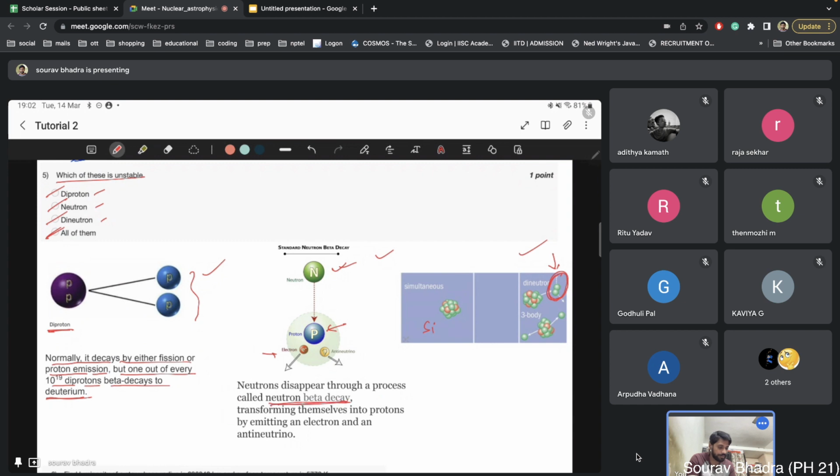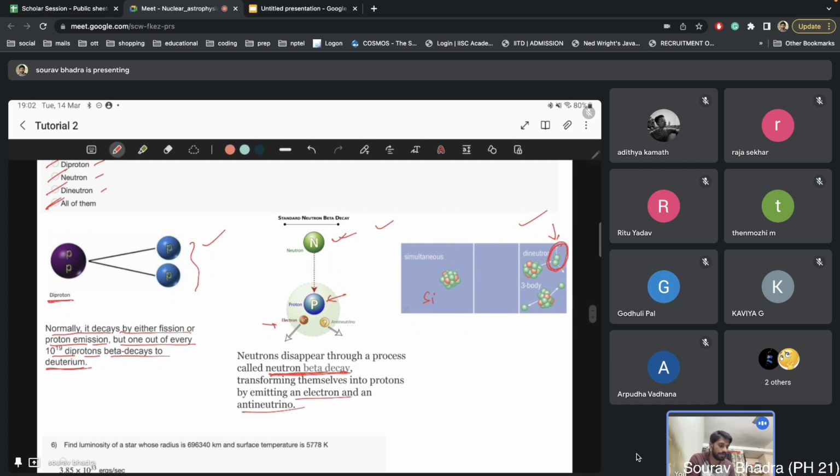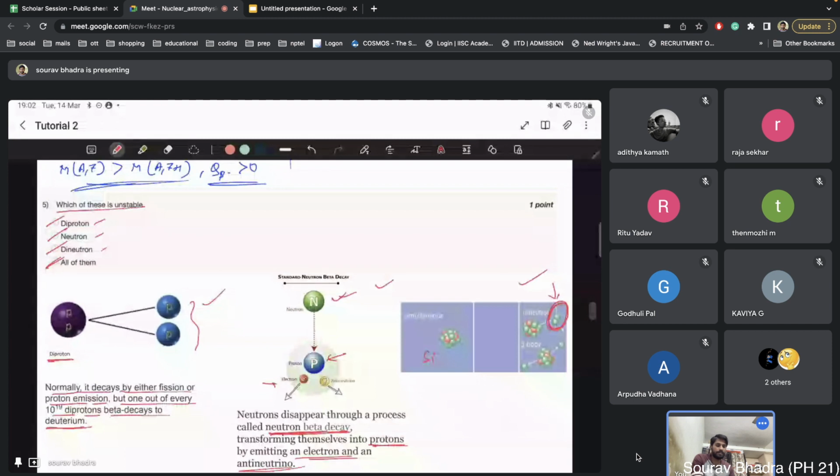Here it is also written that it decays through a process called neutron beta decay, which I have done for the beta decay Q value calculation, emitting an electron and an antineutrino and protons. So all these 3 elements will decay. So the right answer will be this.